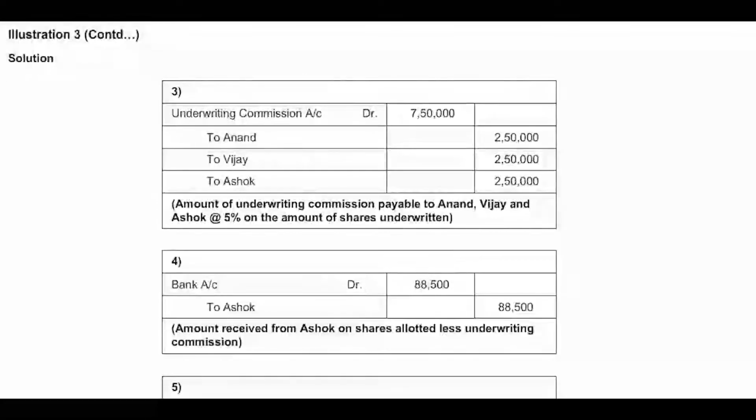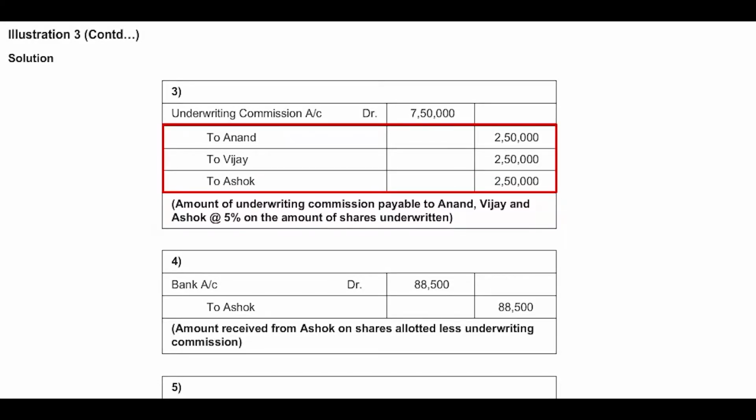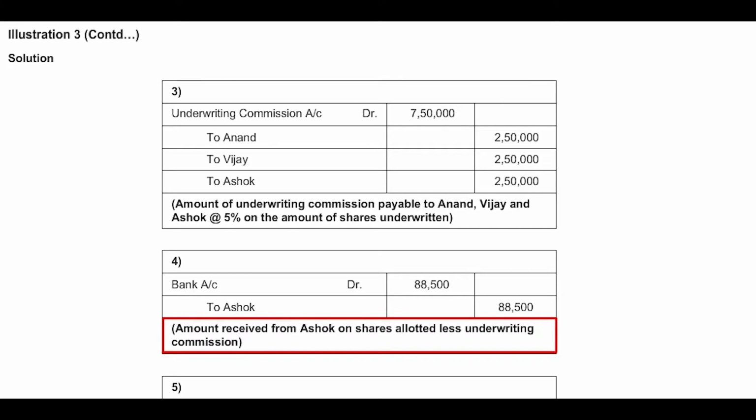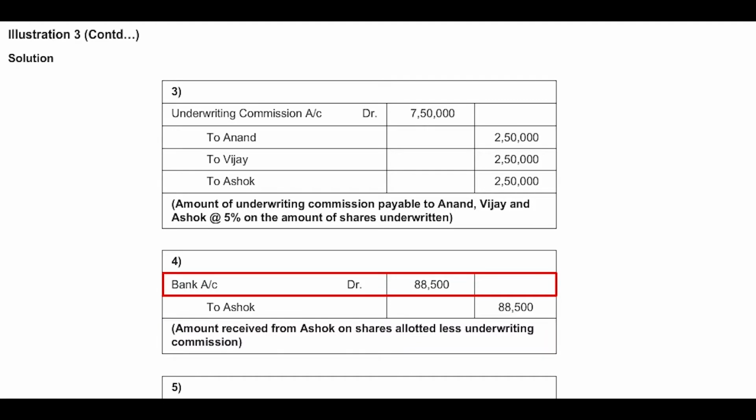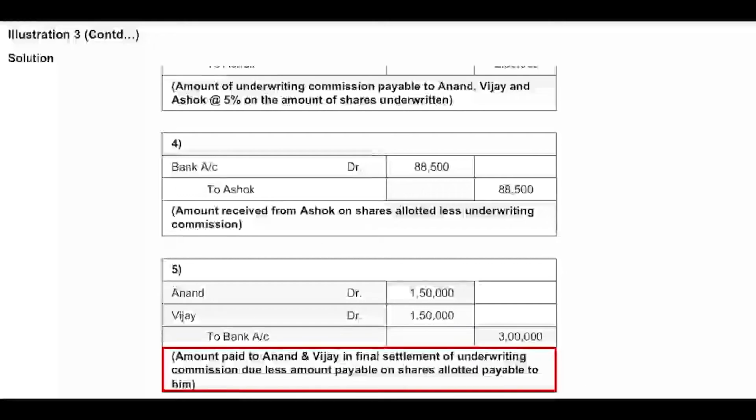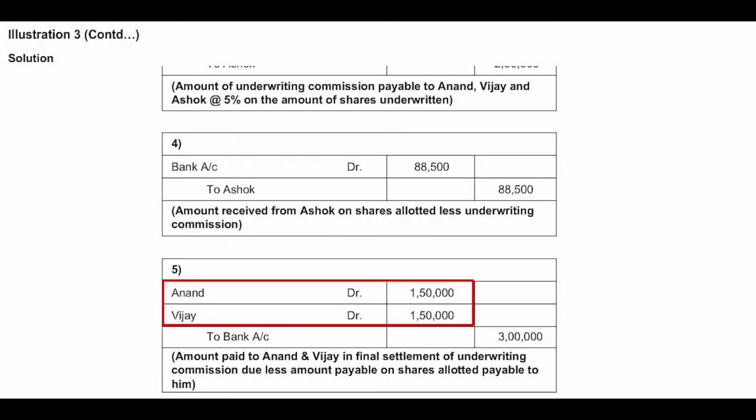Now the underwriting commission. All the underwriters are entitled to 5% commission, so basically 2,50,000 rupees of commission in each case. So underwriting commission account debit by 7,50,000, to the respective underwriters 2,50,000 each. Now the company needs to pay 1,50,000 rupees to Anand and Vijay each, and the company needs to receive 88,500 rupees from Ashok. So bank account debit 88,500, to Ashok 88,500, and 1,50,000 is payable to Anand and Vijay on account of commission. Anand and Vijay account debit by 1,50,000 each, to bank 3 lakh. So these are the general entries which need to be passed in each case.